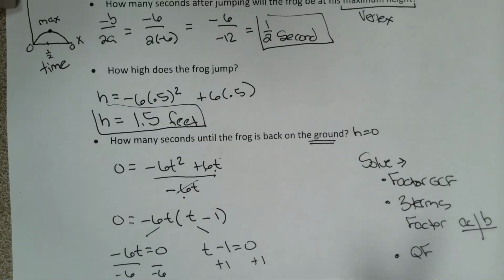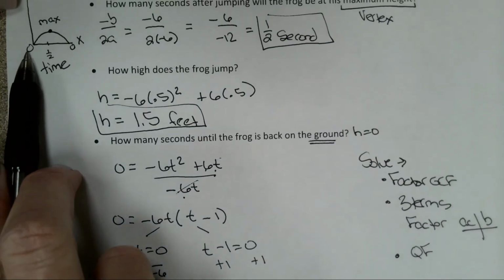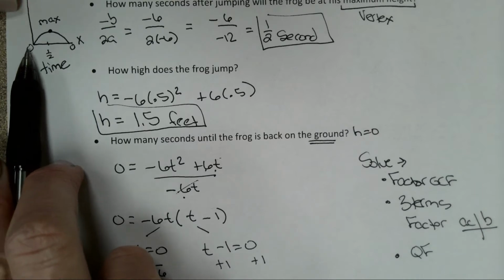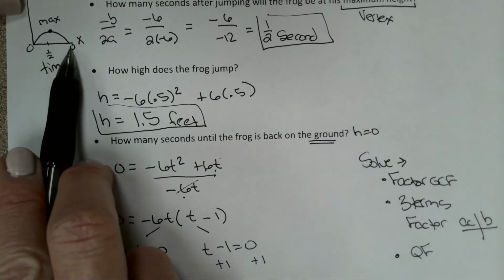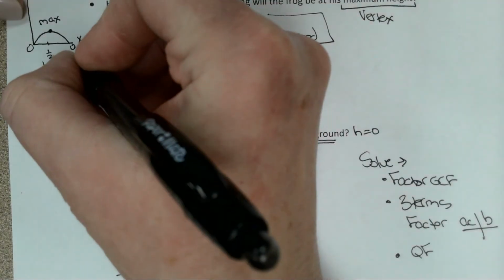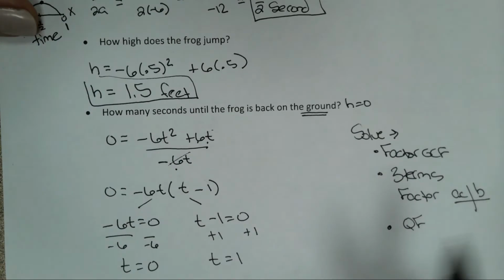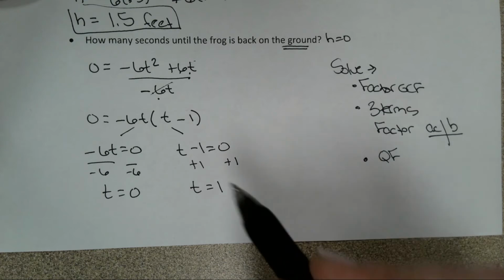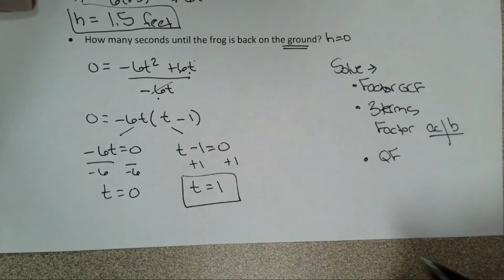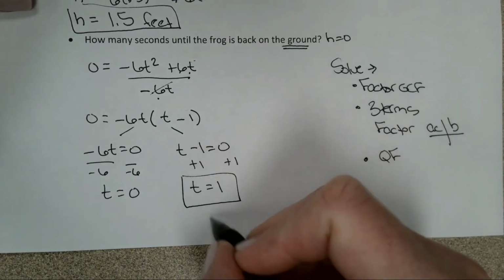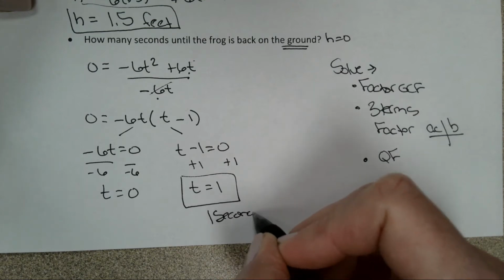So if you look back at the picture here, we knew he was on the ground at time 0, but then we really didn't know when he landed. And so when we got our answer of t equals 1, that is when he landed. 1 second.